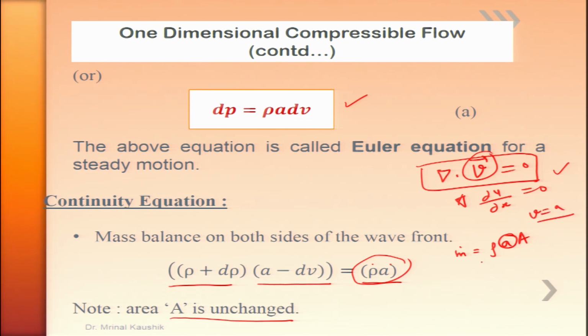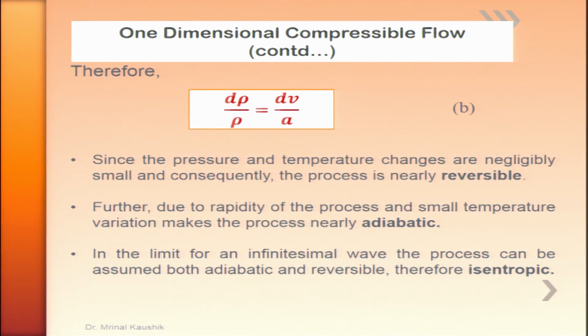Now, for the same mass flow rate, I can write rho plus d rho, times A, times a minus dV, because the downstream velocity is this. Still the area is A, because the control volume has the same area on both sides. If we equate this, A is cancelled out on both sides. Then simplifying, we observe that d rho by rho is nothing but dV by a.